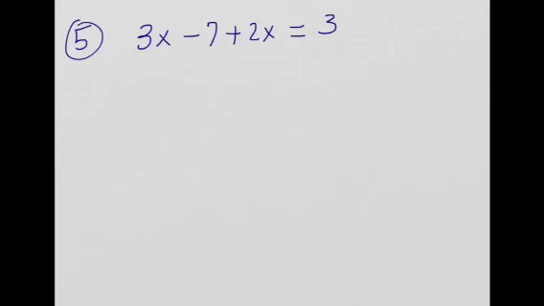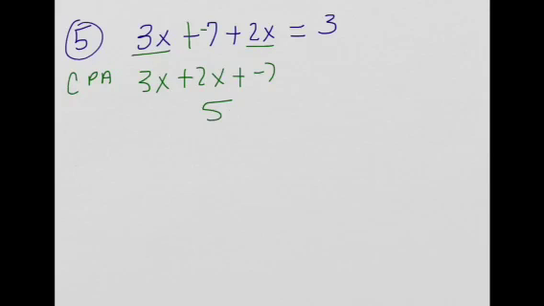Is the variable on the left? Well, it is, but we have two variable terms, which means that we're going to need to combine them. So we're going to add a line and change the sign. 3x plus 2x plus negative 7. That's our CPA step. So now we're going to have 5x plus negative 7 is equal to 3.